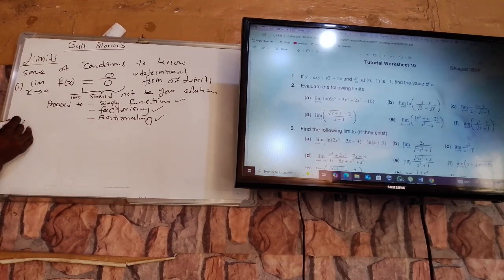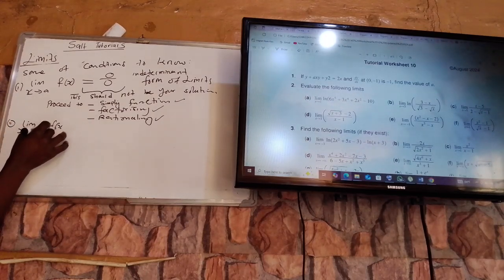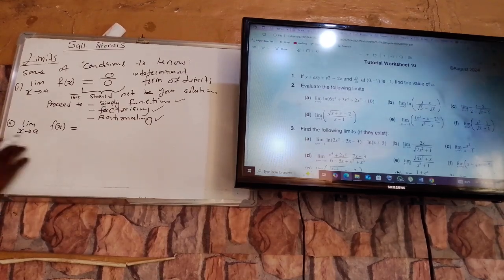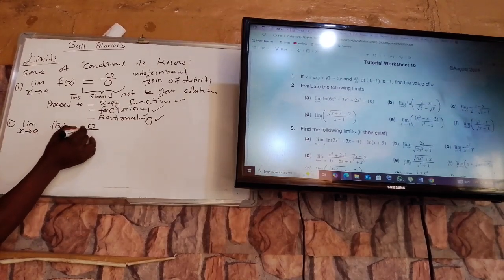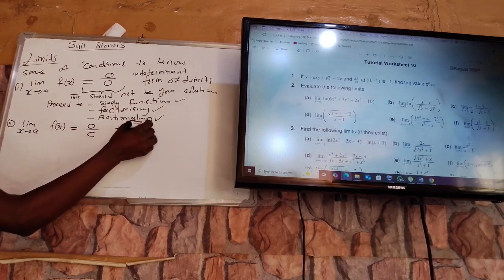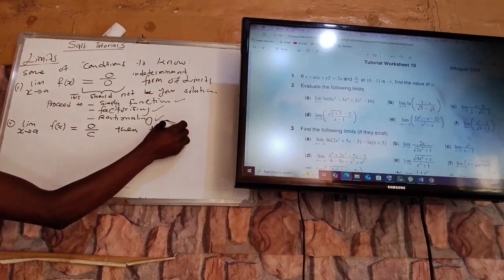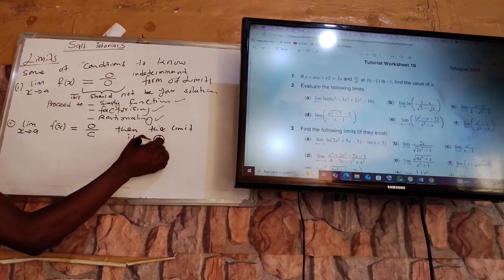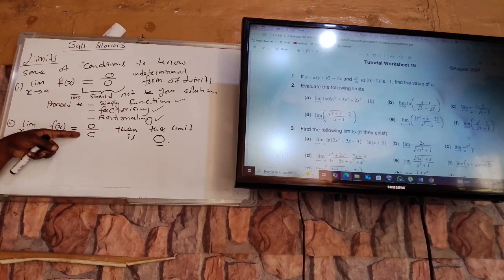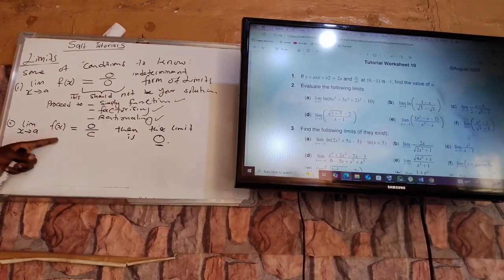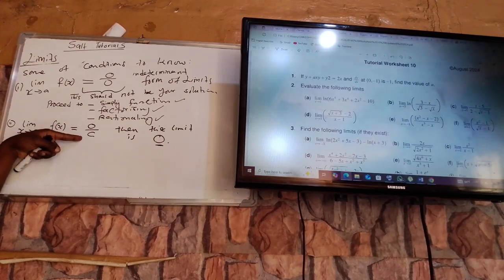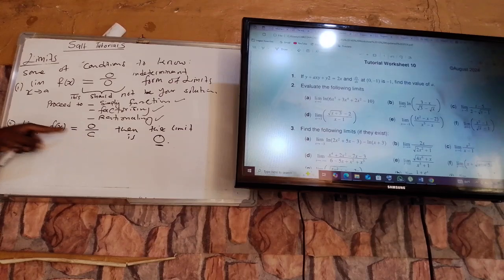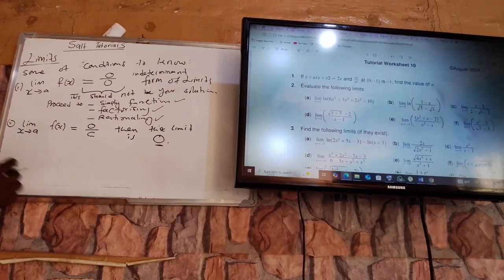Secondly, if you are finding the limit as x approaches a certain value a of f of x, just know that if such a limit gives you a 0 over c, then the limit is 0. So every time you have a 0 over c, maybe you are evaluating the limit and it comes out to 0 over 4 or 0 over 5, 0 over 1, 0 over 2, where c is representing a constant value. So every time you have such cases, then the limit is 0.